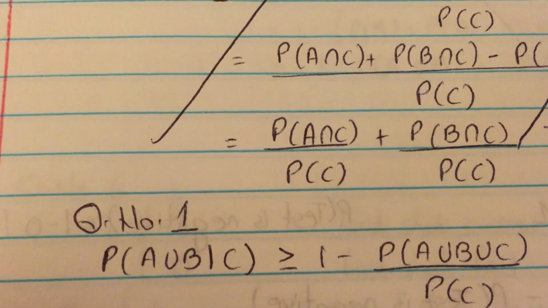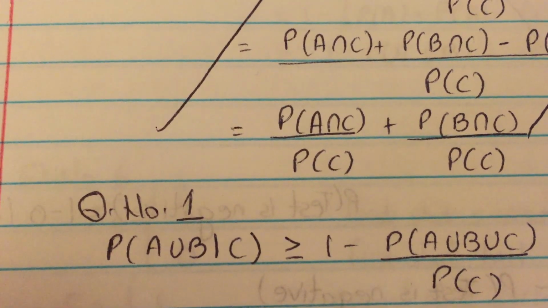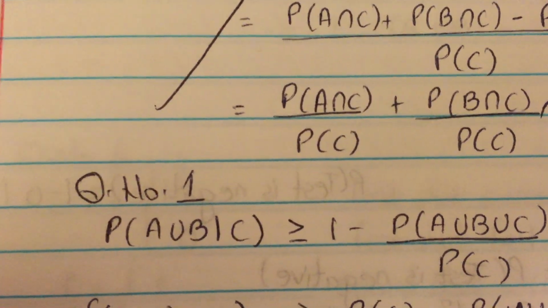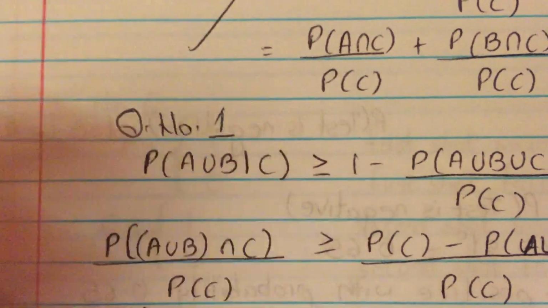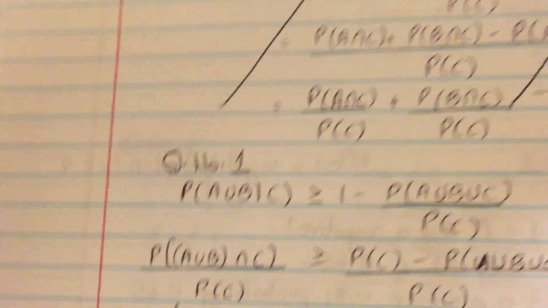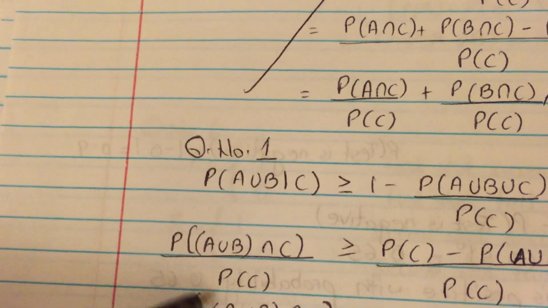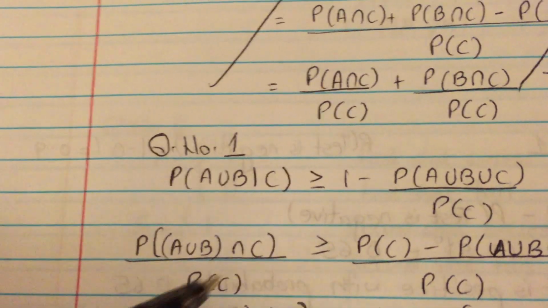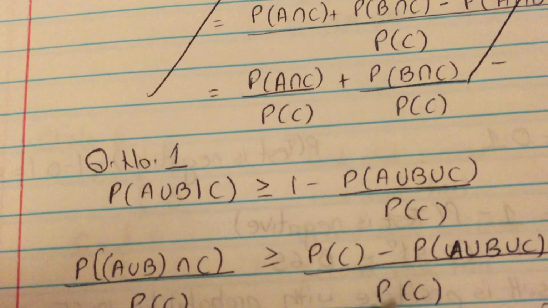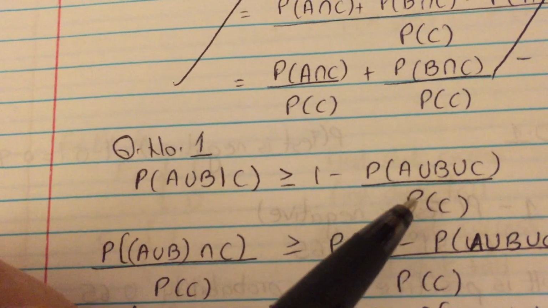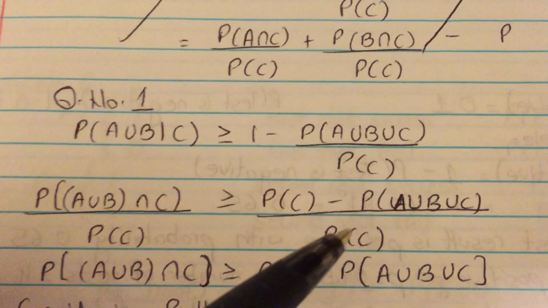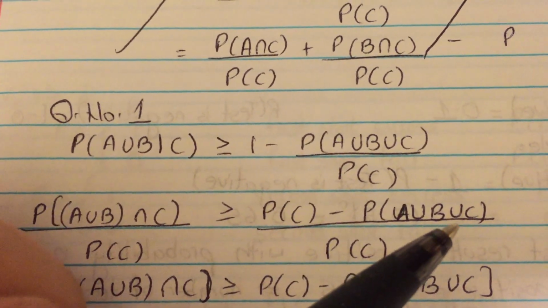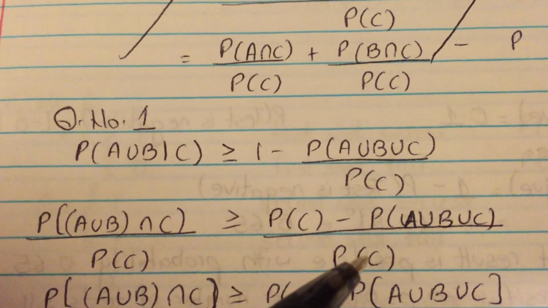So the first step that I do is this. I use the definition of conditional probability to break up the left hand side as this. So I write this as probability of A union B intersection C divided by probability of C. And then I write the right hand side as probability of C. I multiply this probability of C by 1. So this becomes probability of C minus probability of A union B union C divided by probability of C.